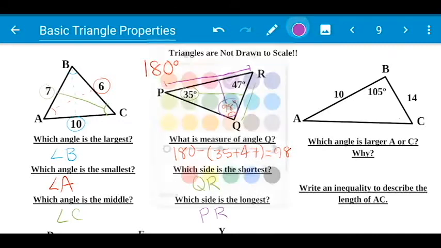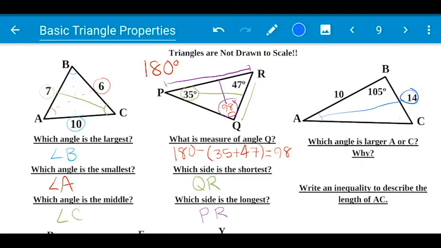Now let's look at our last example. So in our last example, we have A, B, and C. Well, we don't know too much about it, but we do know that between A and C, A is opposite the 14 and C is opposite 10. Well, because 10 is less than 14, we know that C is less than A. So which one is larger? A is larger.